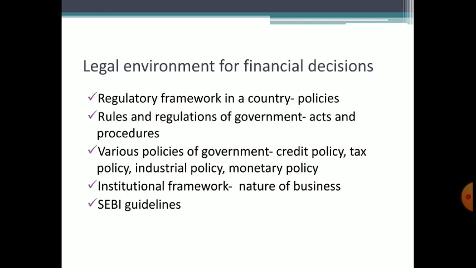Okay, students, the next one is the legal environment for financial decision. It includes regulatory framework in countries, different kinds of policies, the rules and regulations of government, that means acts, procedures, etc. Then various policies of government that include credit policy, tax policy, industrial policy, monetary policy, etc. Then institutional framework, nature of business, size of business, source of business, etc. The last one, SEBI guidelines, procedures, rules, regulations of SEBI. These are the legal environment for financial decisions.